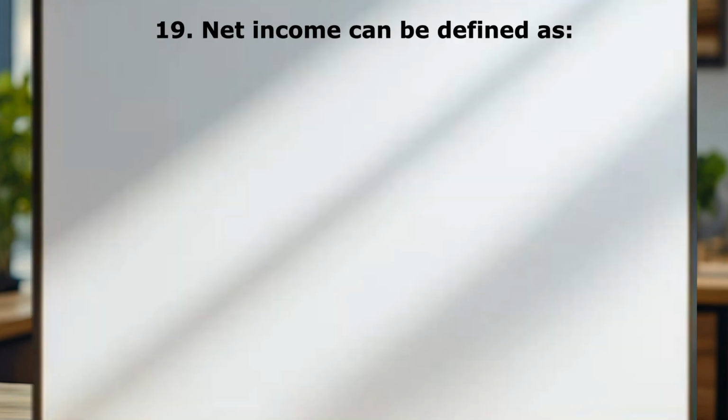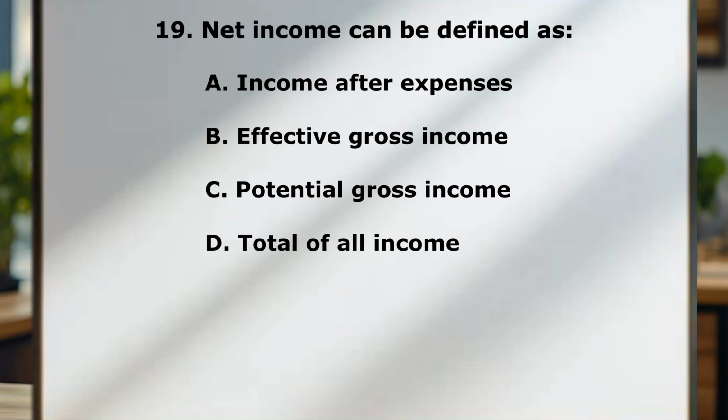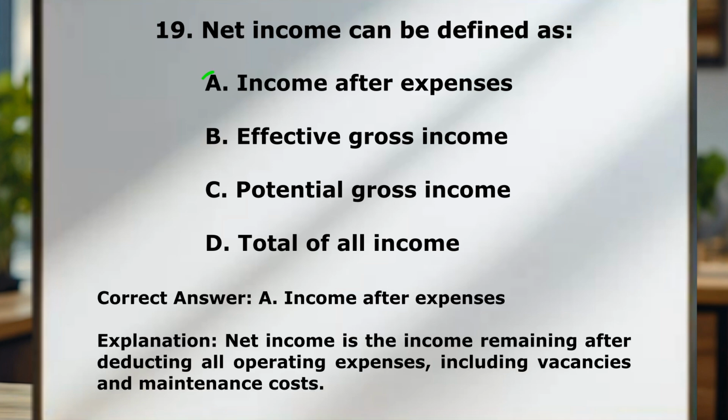Question number 19. Net income can be defined as A, income after expenses, B, effective gross income, C, potential gross income, and D, total of all income. Correct answer here is A, income after expenses. So if you just understand the basic net income calculation, this question's easy for you.